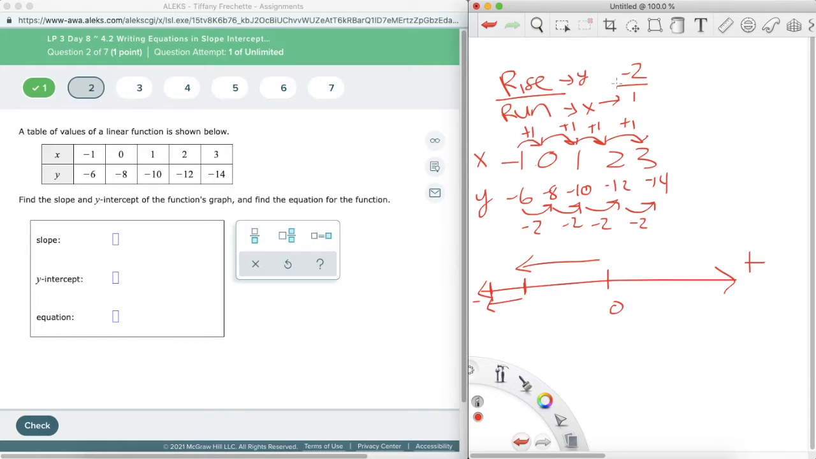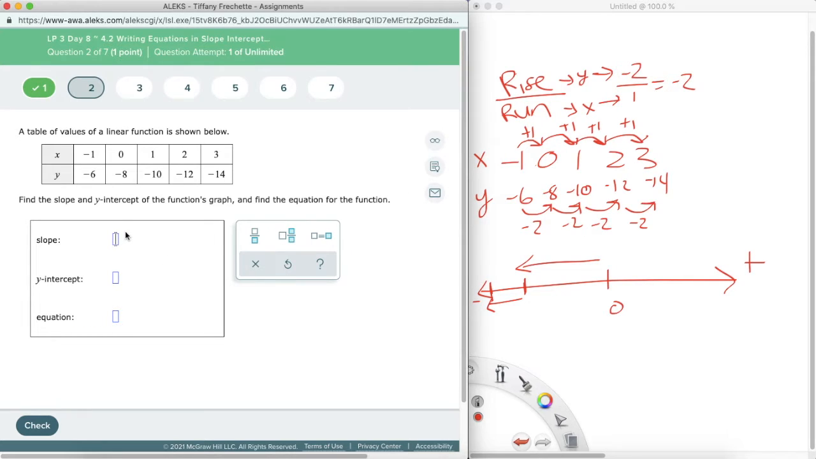So we have negative 2 divided by 1. We don't have to leave that as negative 2 divided by 1. We can just say negative 2 here. So that's my slope, negative 2.